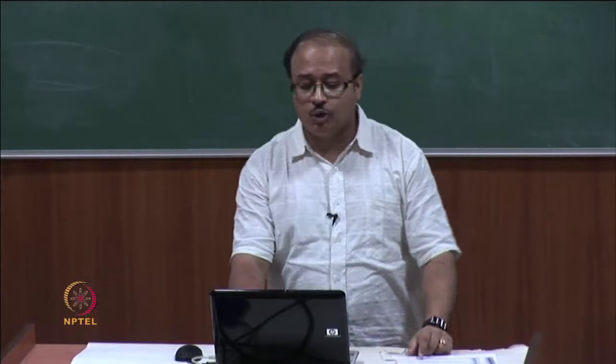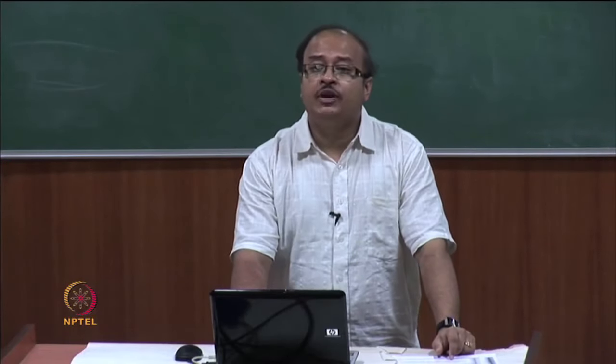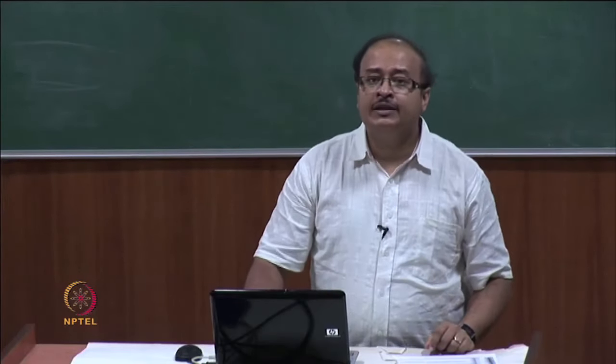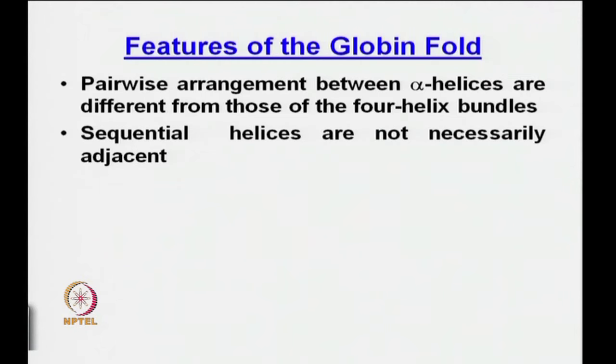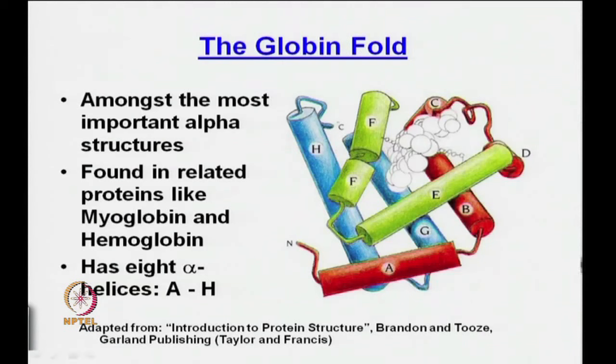So, what are the features of the globin fold? This would explain it in a little more detail. The pairwise arrangement between alpha helices is different from those of the 4-helix bundles, that is what I just said. The sequential helices are not necessarily adjacent. Okay. So, if you go back, what it means is, you can see A, B, then C, then D, but E is closer to B than C, right. So, the sequential helices are not necessarily adjacent, or the way it looks is that H is very close to A rather than B being close to A.